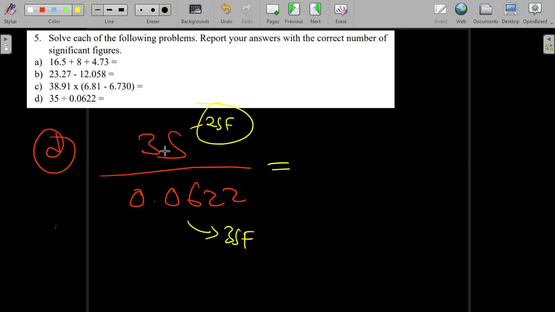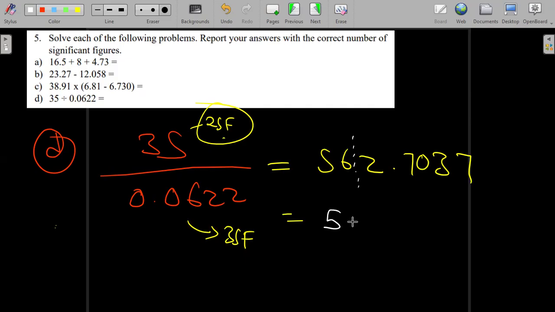2 significant figures. So just get your calculator and then punch in that value. You're going to get 562.7037. So this is going to be equals to, okay, so it means we have to round off this number such that we have 2 significant figures. So we're going to round it off from here. So we're going to have 56, like that. Okay, so 56 will be our final answer. Only 2 significant figures like that.